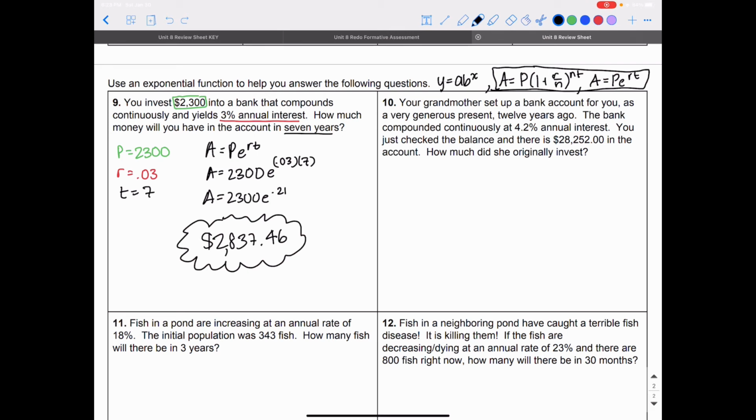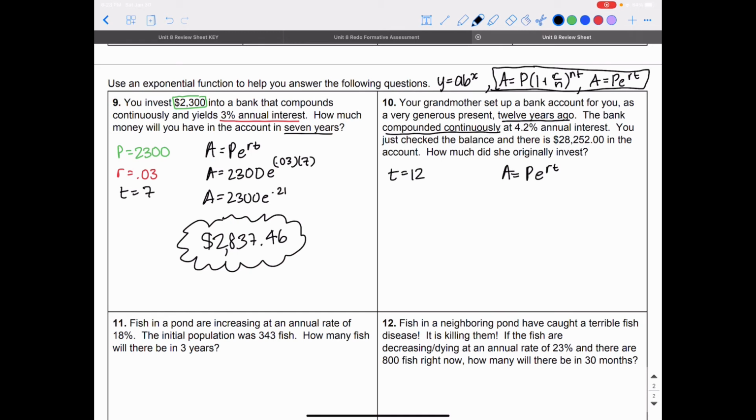For number 10, your grandmother set up a bank account for you as a very generous present 12 years ago. The bank compounded continuously. Oh, compounded continuously means I'm using this formula. So I have A is equal to P times e to the rt power. Now I want to see what information was given to me. So I know the time is 12 years because this was 12 years ago.